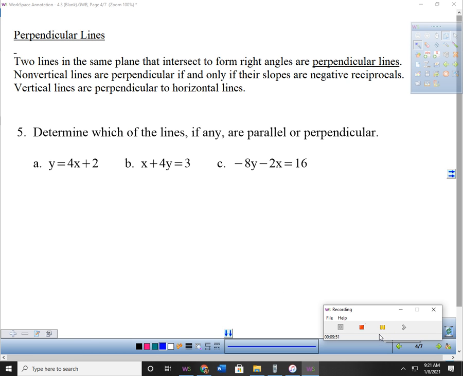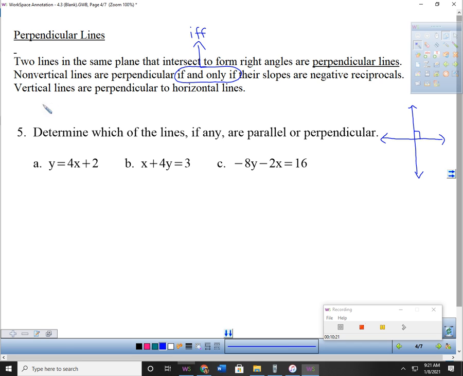All right, perpendicular lines are lines that intersect and form a right angle. How many degrees is a right angle? 90 degrees, right? So two lines that make a 90-degree angle are perpendicular lines. So non-vertical lines are perpendicular if and only if, by the way, the abbreviation for if and only if is IFF, just so you know. I will use that in the future. If and only if their slopes are negative reciprocals. So if you have a vertical line and a horizontal line, those would be perpendicular.